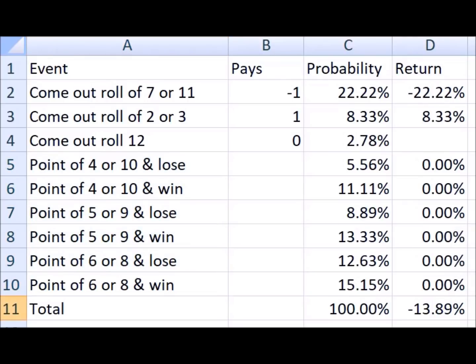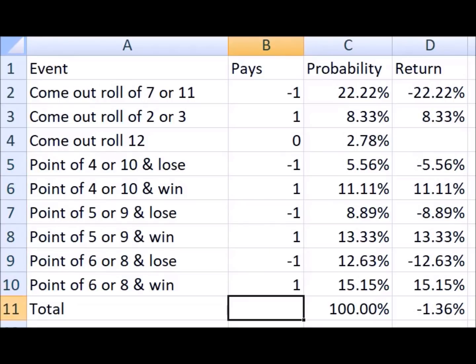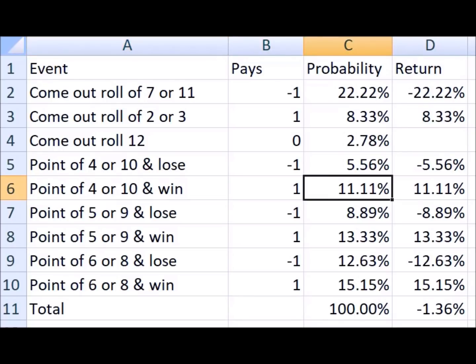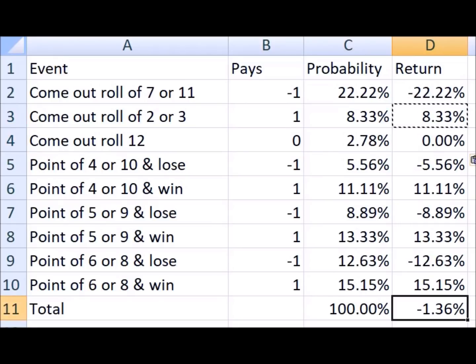Okay, so as we saw for the pass line bet part, the probability of a 4 or a 10 on the come out roll and then subsequently winning is 5.56%. That will cause the don't pass bet to lose. The probability of rolling a 4 or a 10 on the come out roll and then subsequently rolling a 7, causing the don't pass to win, is 11.11%, and so on. We basically just reversed the wins and the losses here for the don't pass bet. And at the end of the day, the expected return on the don't pass bet is negative 1.36%.